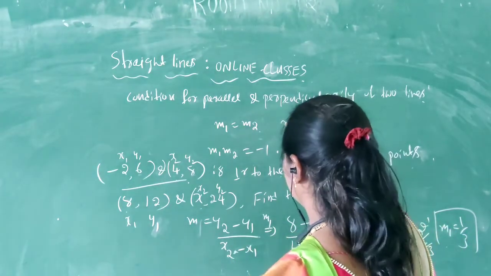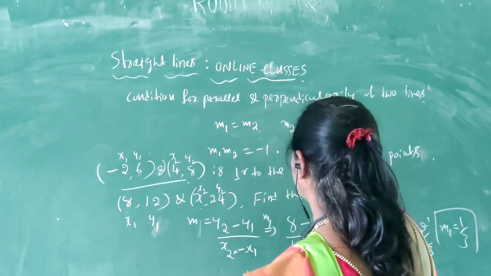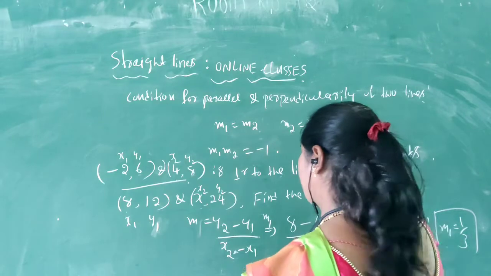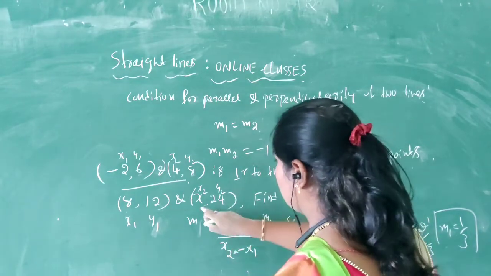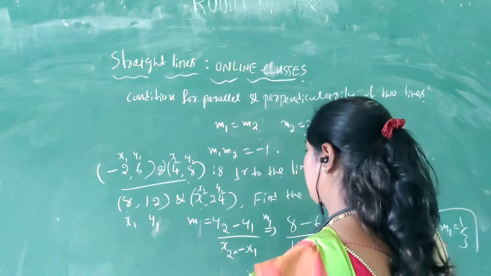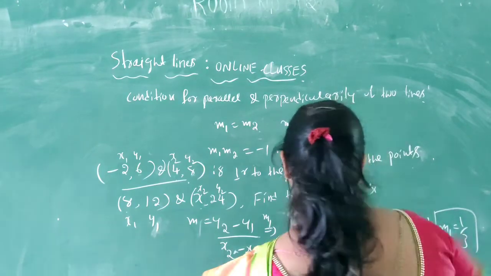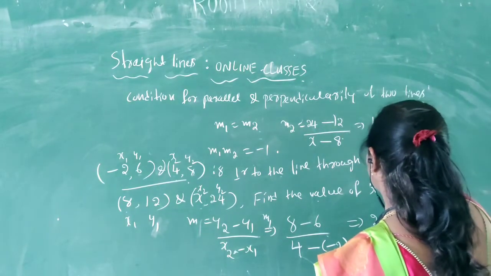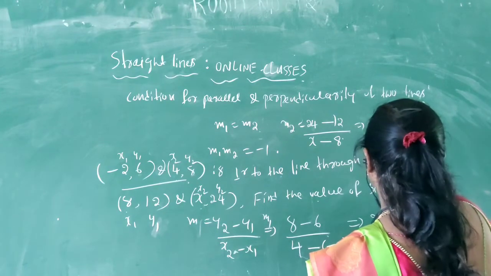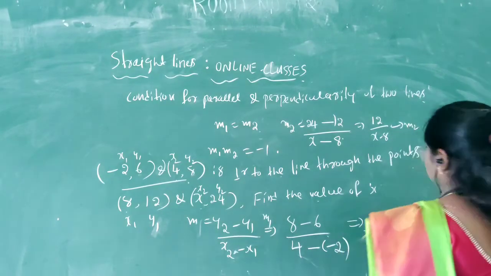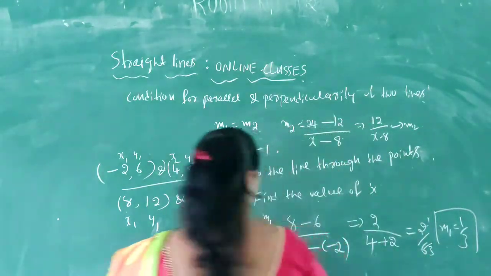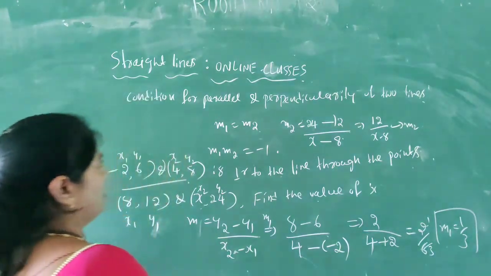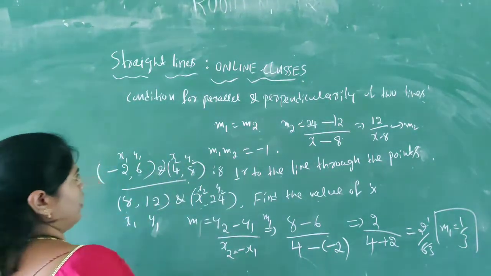What is y2? y2 is 24 minus y1, which is 12, divided by x2 minus x1. x2 is x only, and x1 is 8. So that is 24 minus 12, which is 12, divided by x minus 8. This is m2. So what will be the condition? The condition for perpendicularity of the lines is m1 m2 is equal to minus 1.